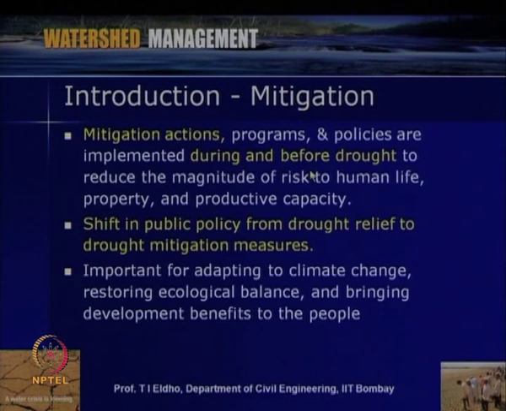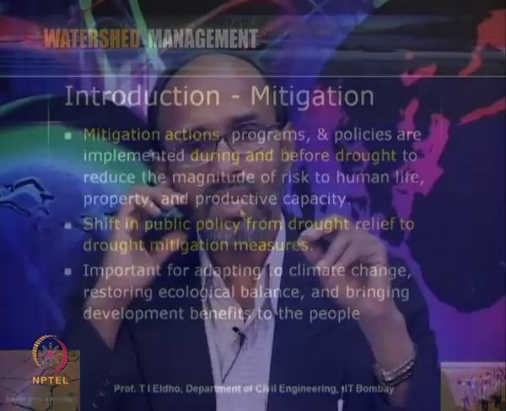And then during the drought, the government machinery or the disaster management bodies can do many things to reduce the magnitude of risk to human life, property, and the flora and fauna of that particular area. Nowadays, instead of just giving relief to the people, we are looking for mitigation measures in advance, so the shift is in public policy.